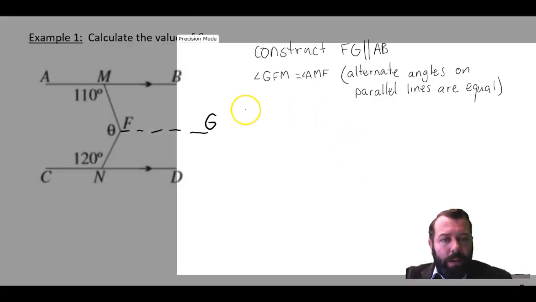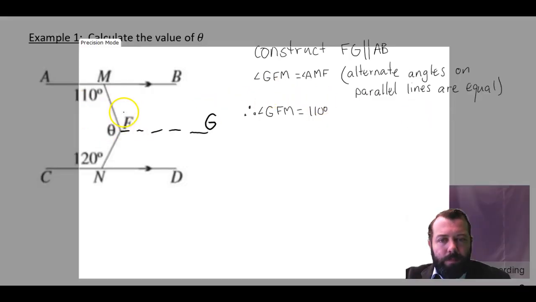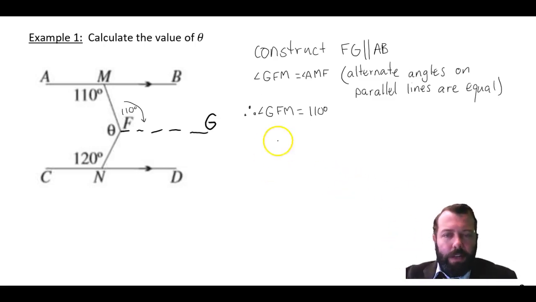Okay, and now I might say my three little dots here, therefore angle GFM equals 110 degrees. And I quite like, once I've worked something out, to write it on my diagram. Okay, it could be neater. You can see why it's a good idea to work in pencil too. Right, so GFM 110 degrees.